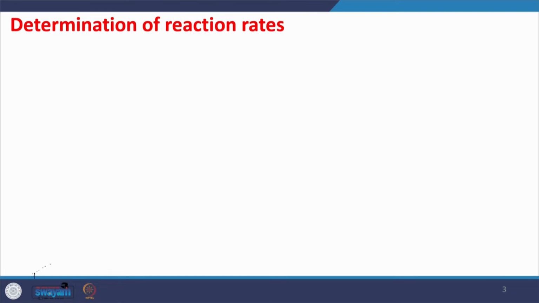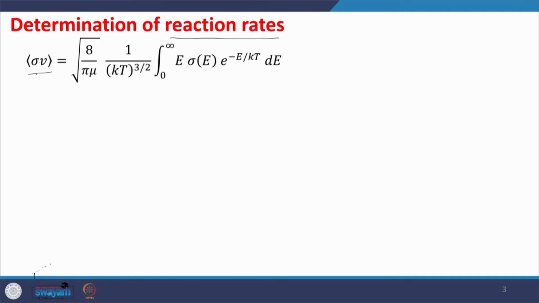I hope you will enjoy today's lecture as much as I am enjoying it. And then the determination of reaction rates, and this is nothing new for you. This is the reaction rate per particle pair. Of course, you can always multiply with the Avogadro number on the left hand side, and you can always get the Avogadro number on the right hand side also. This is the expression we came across in one of the previous lectures.